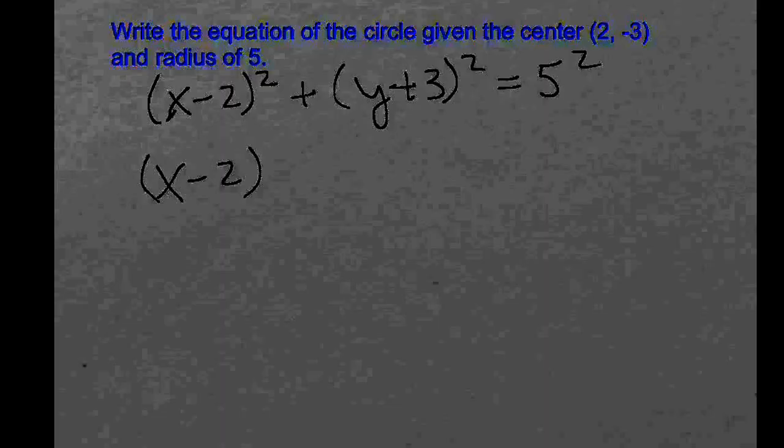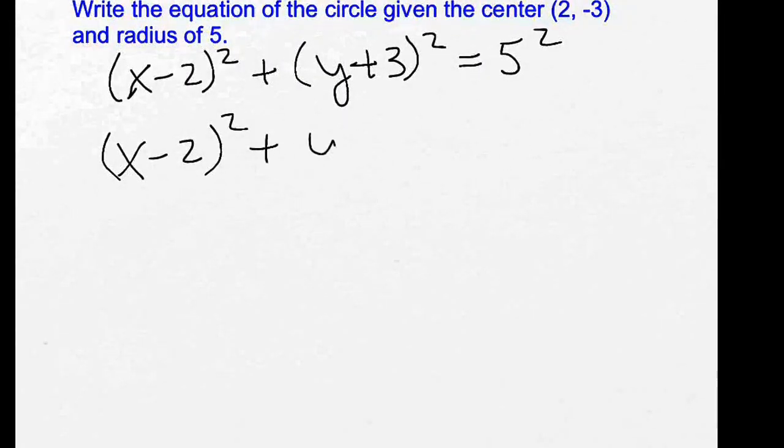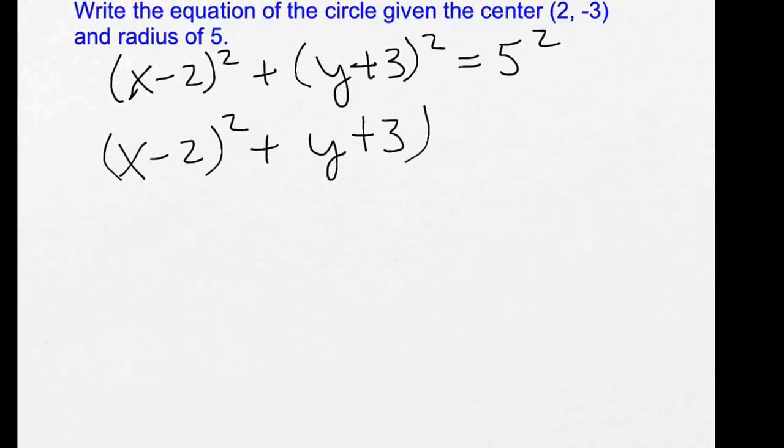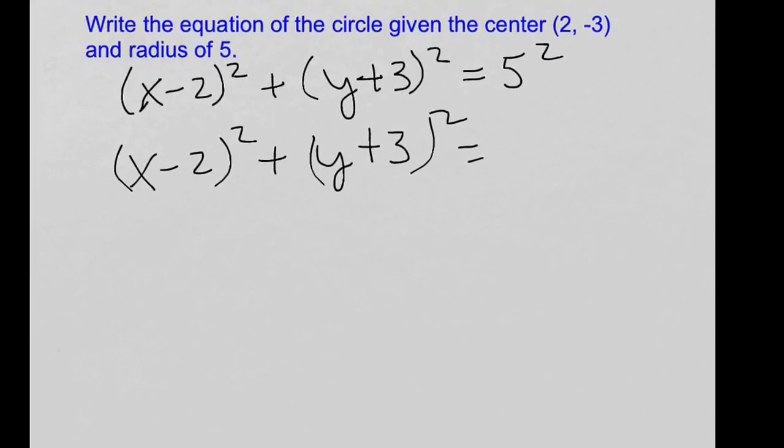Writing the equation of a circle given the center and the radius is very simple. All we have to do is plug into our equation that we found on the last slide. So that's x minus 2 squared plus y plus 3 squared equals 5 squared. Or x minus 2 squared plus y plus 3 squared equals 25.